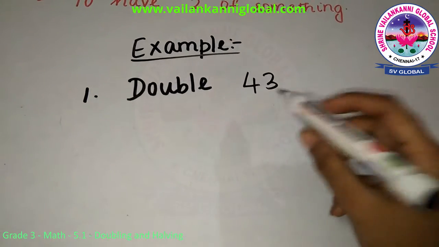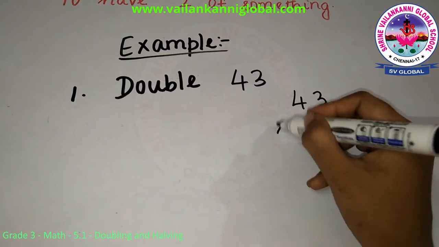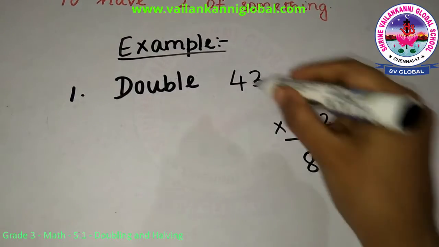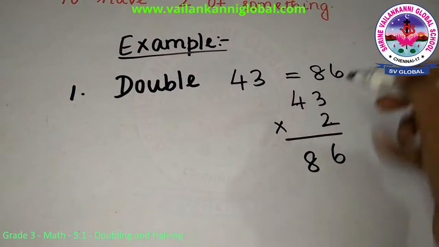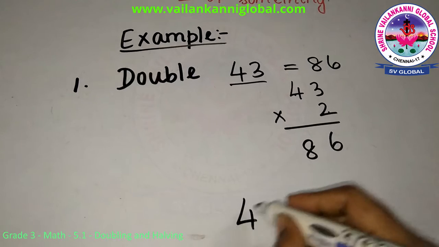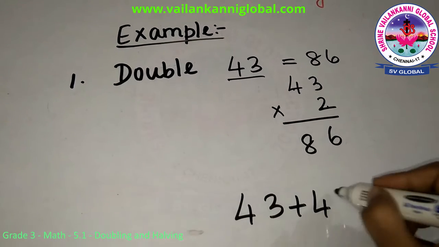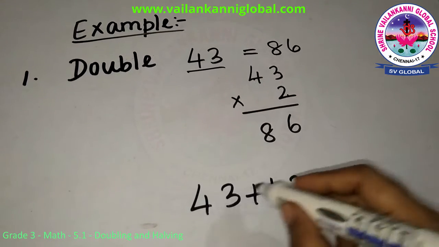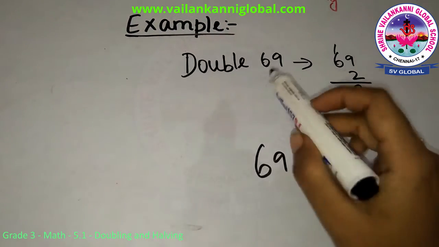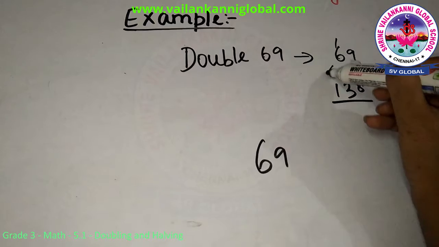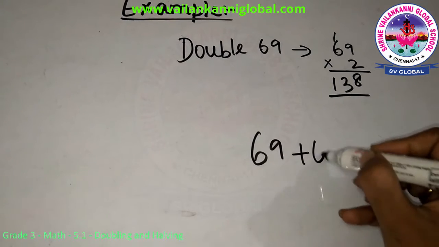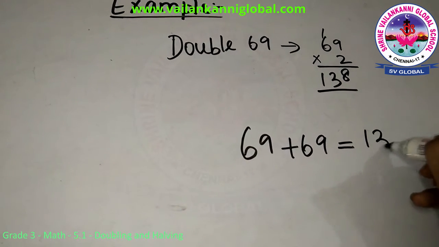So double of 43, you can do it as 43 into 2. 2 into 3 is 6, 2 fours are 8. So double of 43 is 86. Or another way of doing it is to write it again, so 43 plus 43: 3 plus 3 is 6, 4 plus 4 is 8, so 86. Double of 69, you can just multiply with 2. When you multiply, you will get 138, or you can add 69 plus 69, which is also 138.